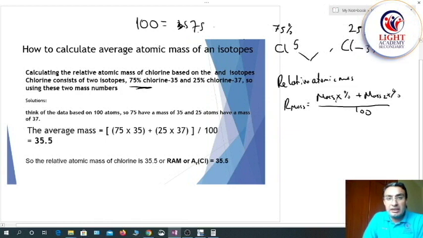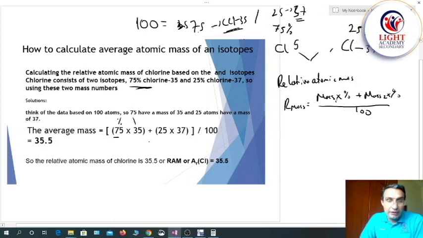We may think like this: if there are 100 molecules, 75 molecules are chlorine 35. It means that 75 atoms or particles have 35 atomic mass, and 25 particles have 37 atomic mass. So when we calculate like this, you can see 75 multiplied by 35, where 75 is the abundance percentage and 35 is the mass, and another 25 percent multiplied by 37 atomic mass, divided by 100. So the atomic mass is 35.5.